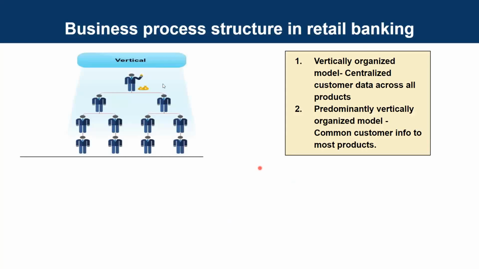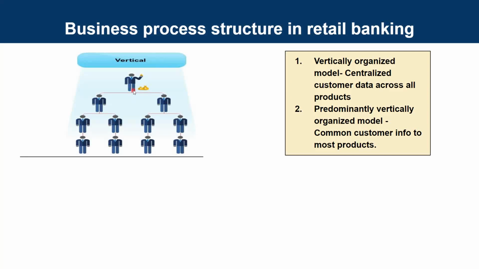Next, we will be moving to the business process structure in retail banking. Here it is divided into vertically organized model, horizontally organized model, and predominantly vertically and horizontally organized model. We look into each one of it in detail. What do you mean by vertical model? Imagine there is a big building with different floors. Each floor has its own boss and team, and they all work together to take care of different aspects of your money. It's a bit like an organized tower where everyone has their own job to do and they follow the rules set by the big boss at the top.